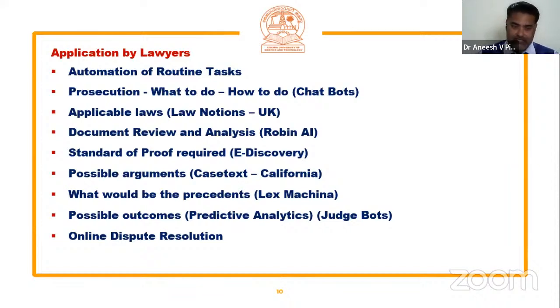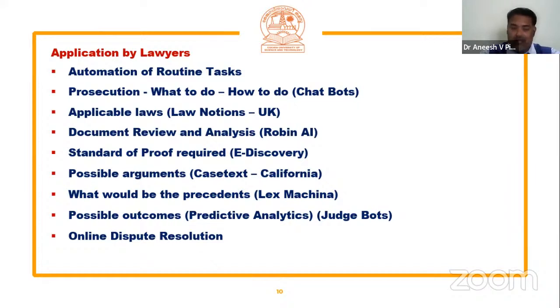Like Law Notions. It's an artificial intelligence tool created in the UK. Most of the lawyers are using it to identify which are the applicable laws in a given situation. Then there is an artificial intelligence tool, Robin. This is being used to review documents. Like you have written a plaint, whether you have missed out anything, whether you have to add something more, whether you have to delete something, you can take the help of Robin. Robin will tell you how good your document is, and whether there is any need for modification.